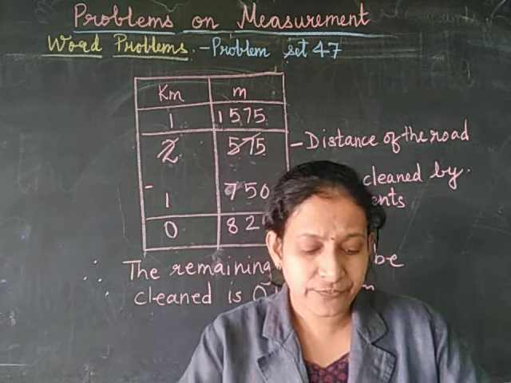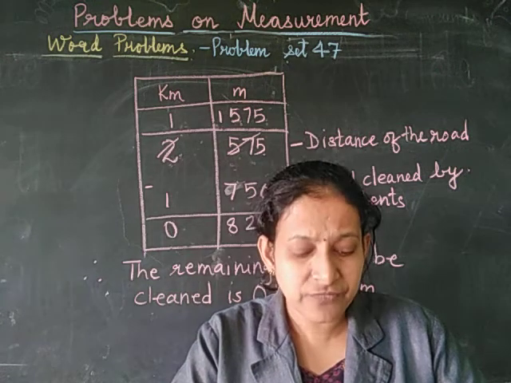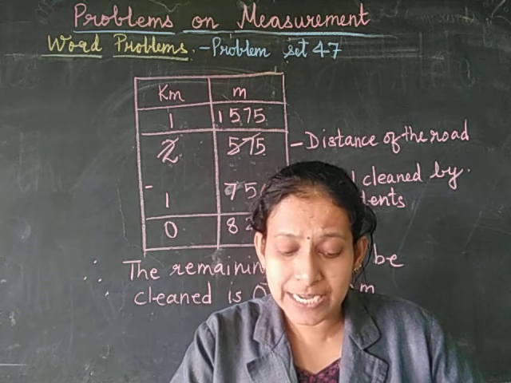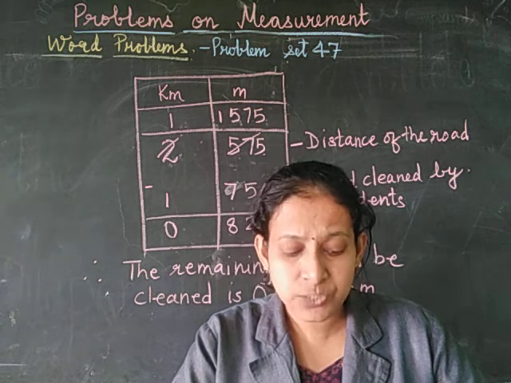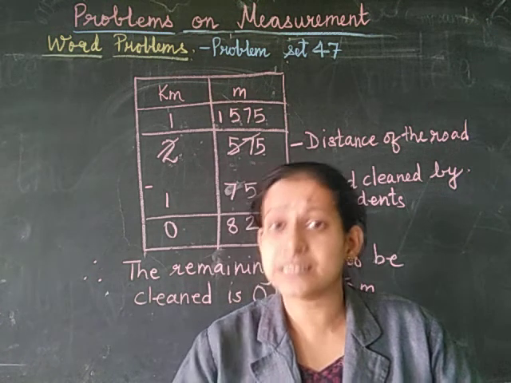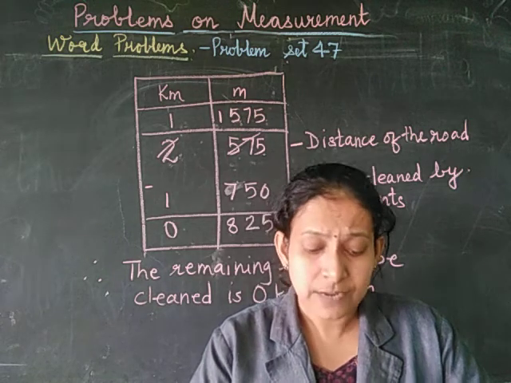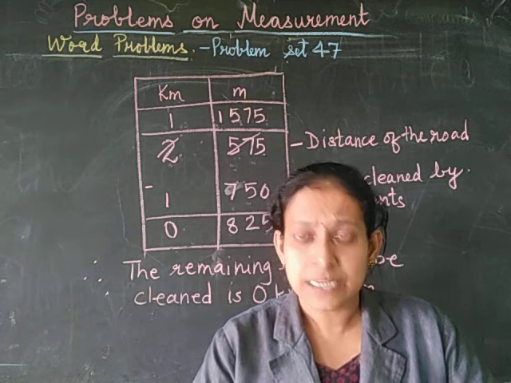If half a liter of milk costs 22 rupees, how much will 7 liters cost? So that means it is a different type of problem. Let's see what type of problem it is. So we will solve this problem now.